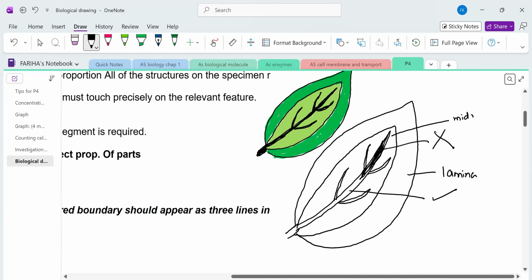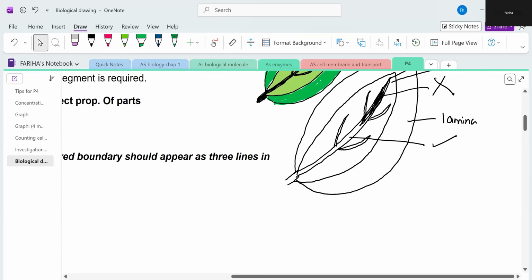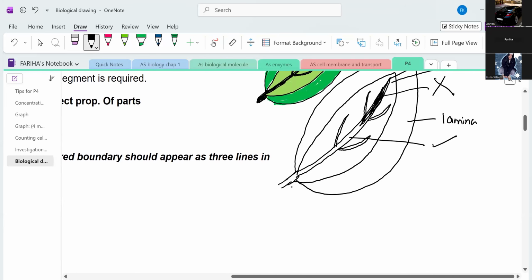midrib, this is a wrong labeling. No mark will be rewarded. How you are going to label it? You need to label it by touching the midrib. Okay, so this is how we are going to label it. And what is this part? This is a leaf stalk.